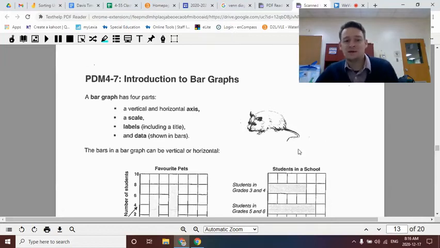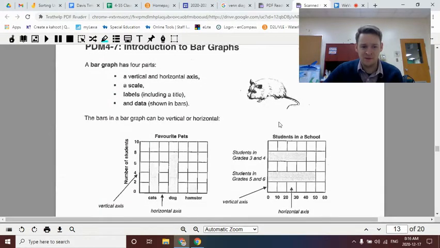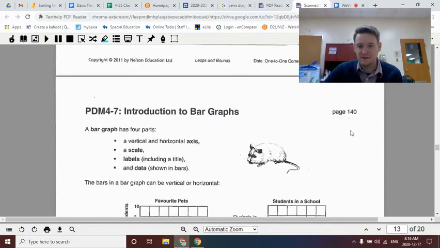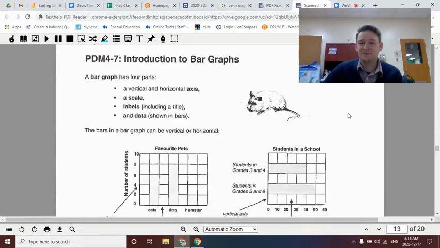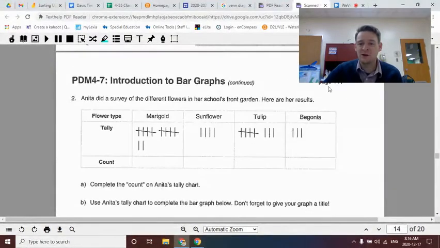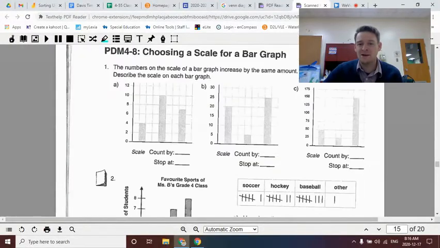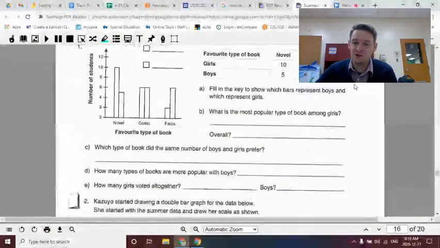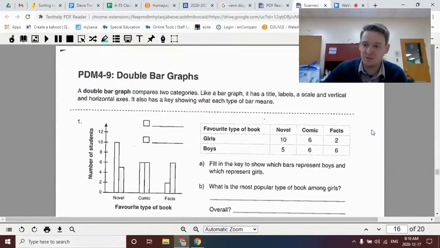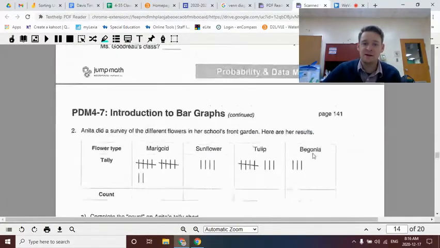All right, good morning. Today we're going to be looking in math at bar graphs. And you're going to be working on these pages in your notes. So starting with this one with the mouse on the top. Maybe that's a rat. I don't know. It says page 140, and you're just going to be working on 140, 141, and then you have another page that will have 142 and 143 on it. So make sure you have the right pages for today.